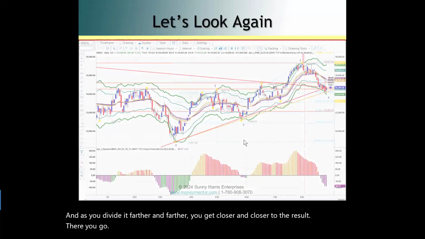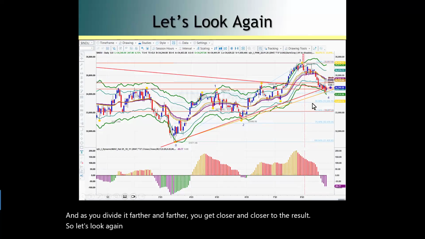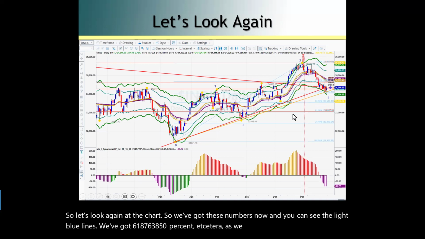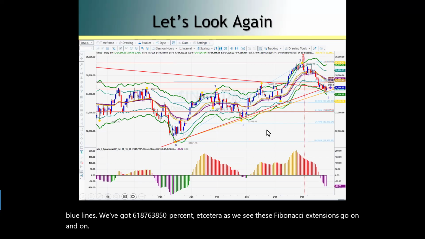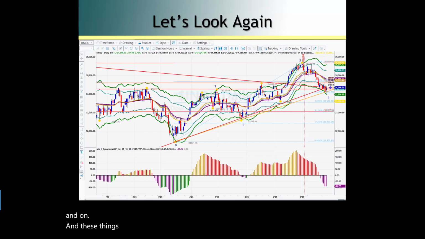So let's look again at the chart. We've got these numbers now, and you can see the light blue lines. We've got 618, 76, 38, 50%, etc., as we see these Fibonacci extensions go on and on. And these things are amazingly precise. You can see price drop to them over and over and over again.